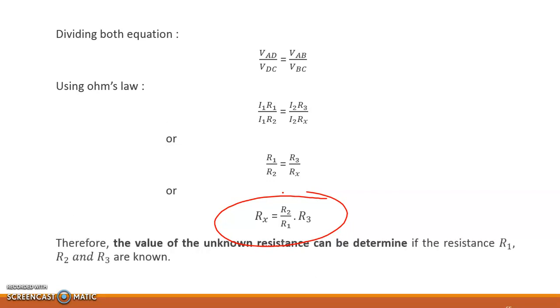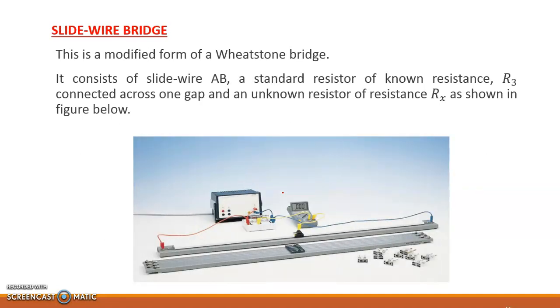Okay, same goes to slide wire bridge. This is a modified form. What happened is, kalau tadi kita ada 4 resistor, satu rheostat dan satu lagi unknown resistor, so now, kita akan gunakan 2 resistor sahaja. We have a power supply right here.